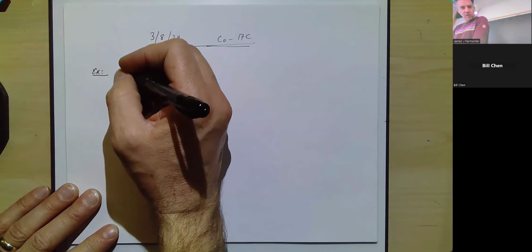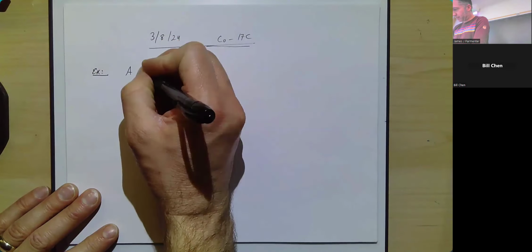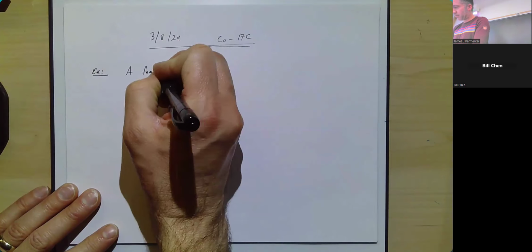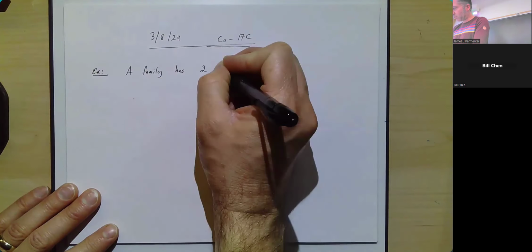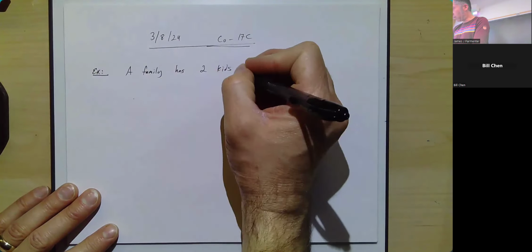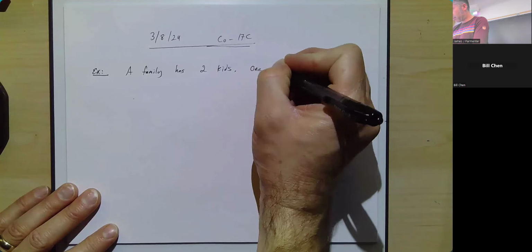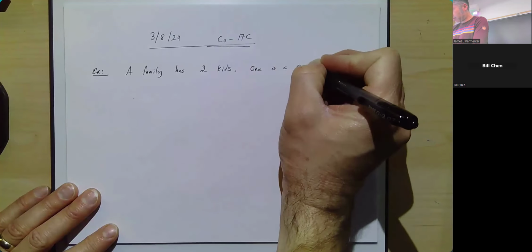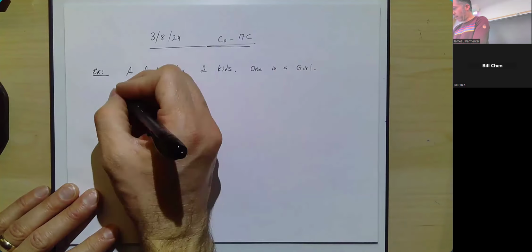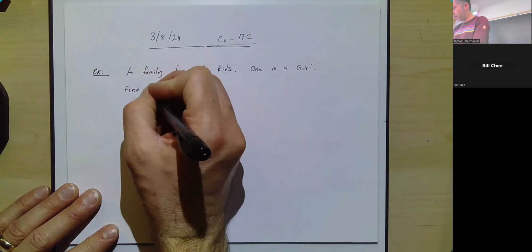A family has 2 children. 2 kids. One of them is a girl. Find the probability that the other is a girl.